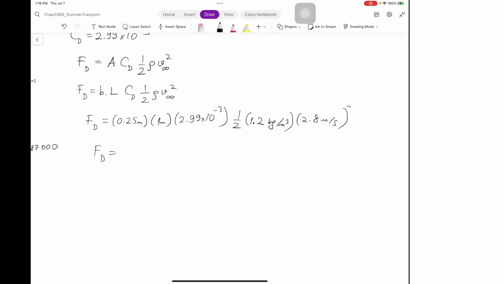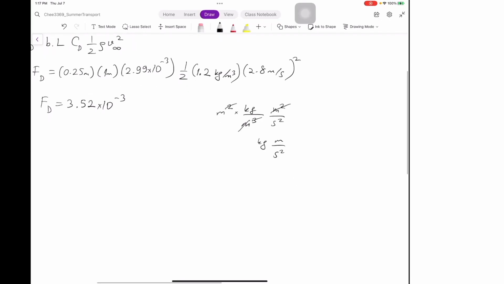Yeah, that's exactly. Thank you. Times 2.8, another one. Okay. 3.52 times 10 to -3. Let's check the units. Meter squared here, meter squared times kilogram per meter cube times meter squared over second squared, and you cancel 2 of them. Here you cancel 1 of them. You get kilogram meter per second square. That's the unit for the Newton.